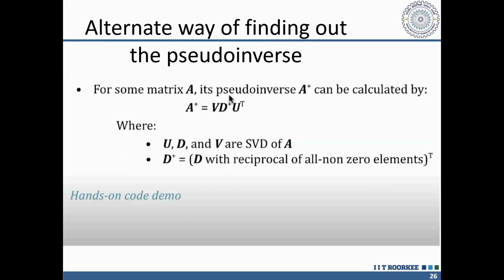Right. An alternate way, this was how you do it by hand, right? An alternate way of finding out the pseudo inverse is through SVD, right? That's how it also happens in NumPy or whatever code you're writing. That's how your computer solves it. It breaks it down, it does the decomposition, and then it finds out the pseudo inverse, right? Let's check out how it exactly works.